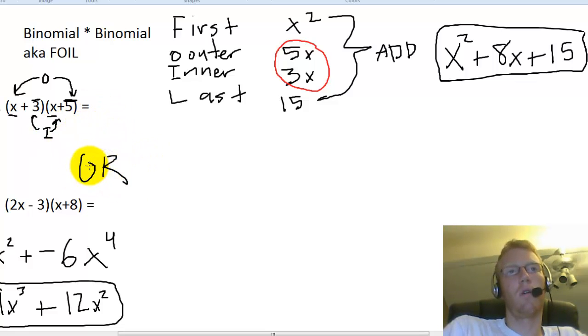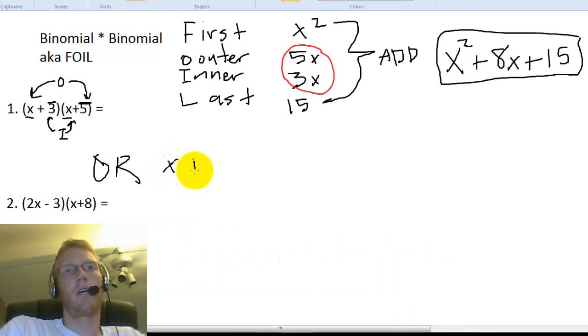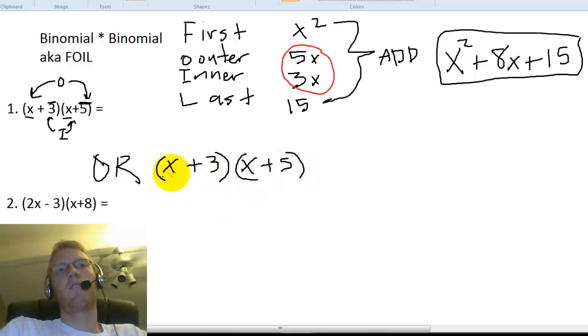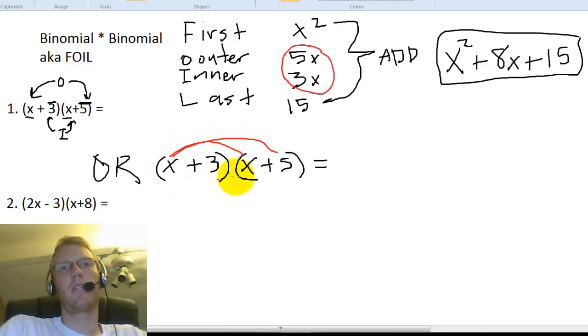So let me write it again: x plus 3, x plus 5. Everything in the first term has to multiply by everything in the second term. So first we can distribute this x in. The x has to multiply both things. So x times x is x squared, and x times 5 is 5x.